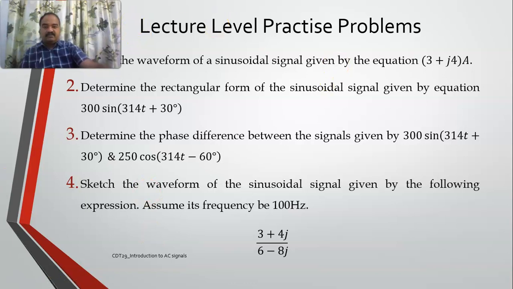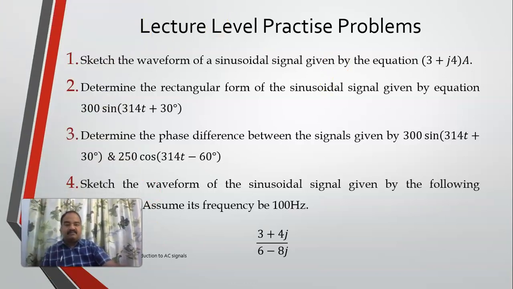Sketch the waveform of a sinusoidal signal given by the equation 3 plus j4. See here, if frequency is not mentioned, you will take it as 340. Right. So in this case, how to draw the signal? For drawing the signal, we must have the true format, right? So the true format basically is Am sine omega t plus phi. Omega they have mentioned, it is 314. And Am and phi you do need.